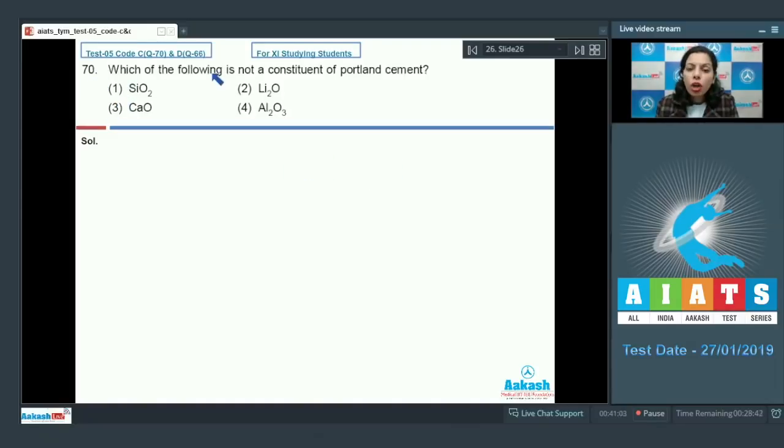Question number 70. Which of the following is not a constituent of Portland cement? If we talk about Portland cement, it consists of silica, SiO2, calcium oxide, that's lime, and alumina also, Al2O3. These three are the main constituents of Portland cement. But if we talk about Li2O, this is not a constituent of Portland cement. And that's why option 2 is the correct option for this question.